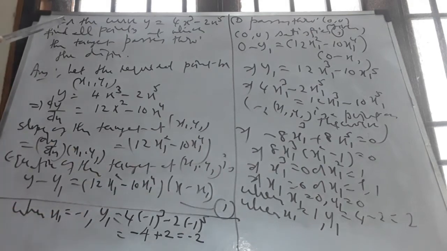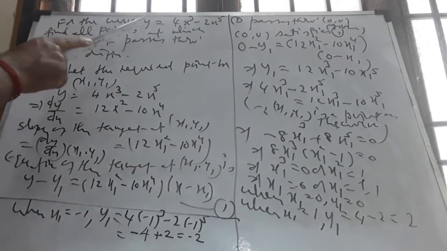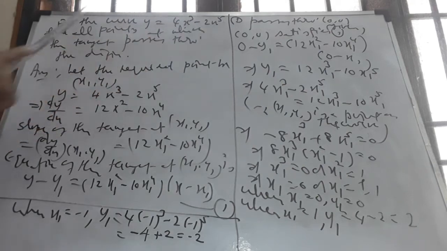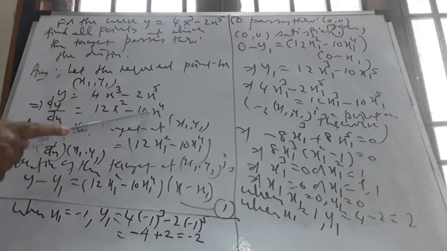I don't have space, therefore I am not writing the final step. I repeat the whole process. Find, for the curve y equal to 4x cube minus 2x power 5, all the points at which the tangent passes through the origin. I assume the required point to be (x1, y1). y equal to 4x cube minus 2x power 5, dy by dx is 12x square minus 10x power 4.